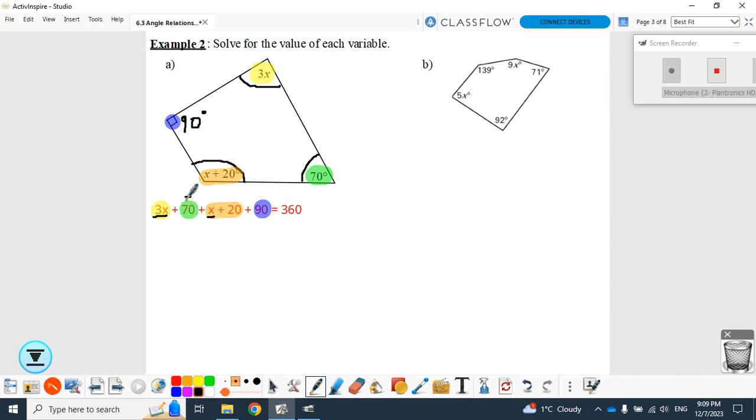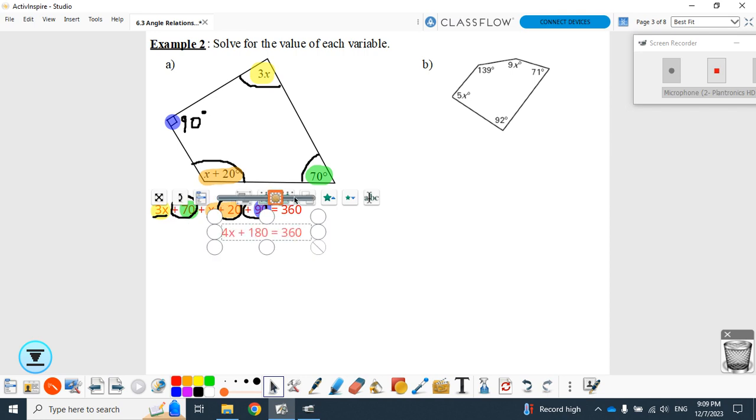And then we have 70 plus 20 plus 90. So we collect our like terms all on the left-hand side here. And what do we get? We get something like 4x plus 180 equals 360.